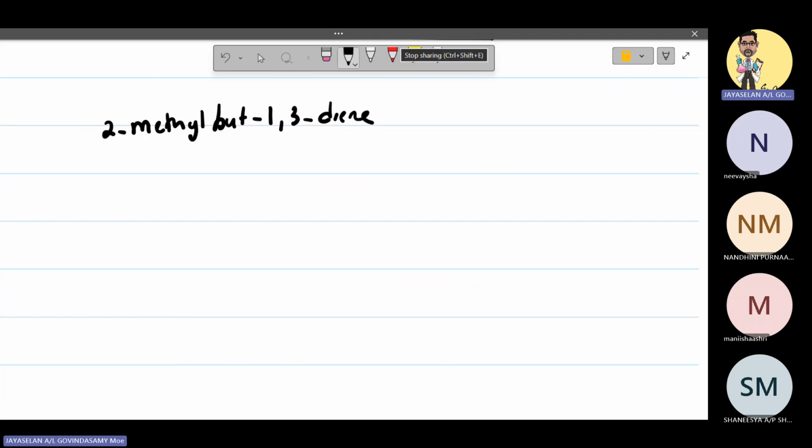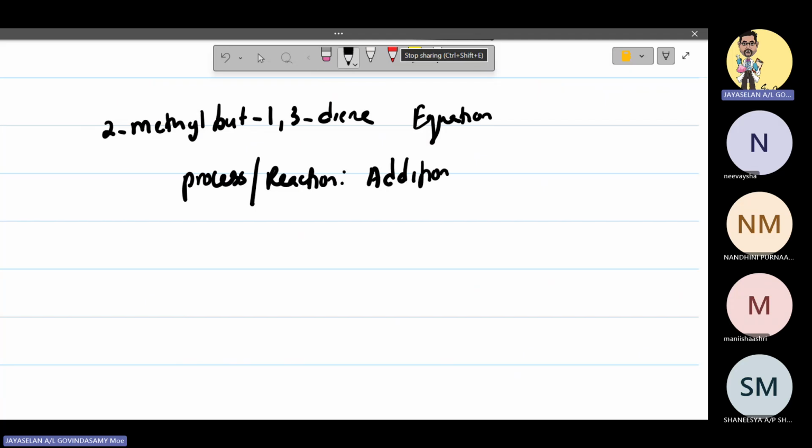Okay, I draw the monomer. They ask you to do the equation. When the monomers combine together in repeating sequences to form a long chain, what is the name of the reaction? They ask for the process, or what is the name of the reaction undergone by the natural rubber monomer? Your answer should be addition polymerization. You already score 1 mark.